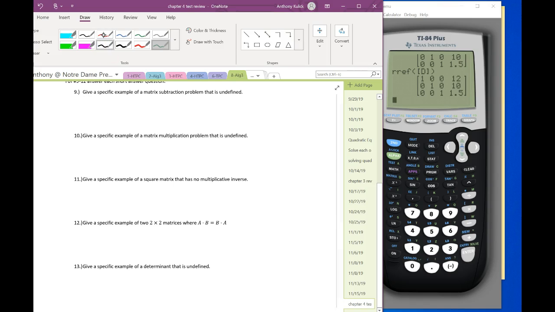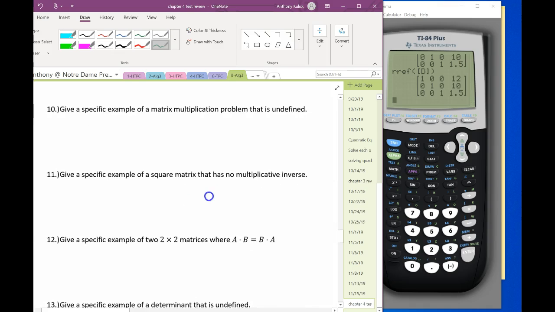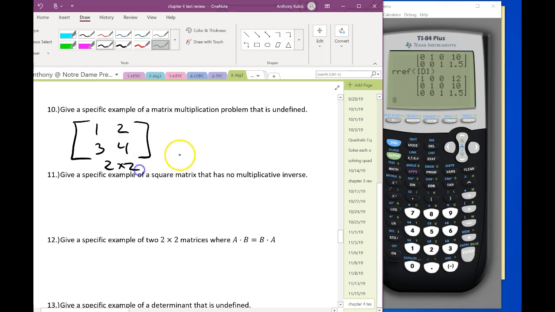When we do matrix multiplication, what do we have to be worried about? The dimensions, right? The dimensions of our matrices have to match. So, for example, if I did a 2 by 2, and I multiplied it by a 1 by 2, that's not going to work.